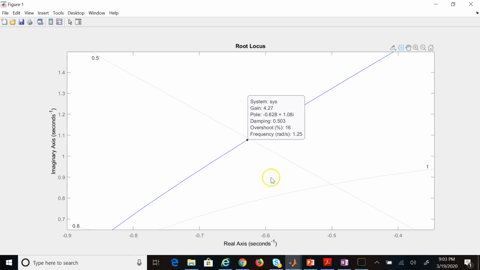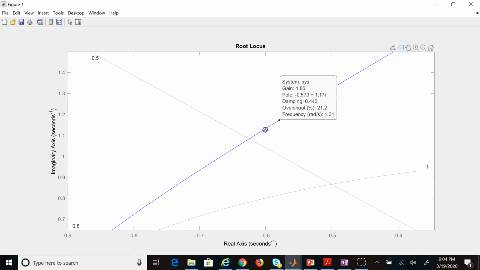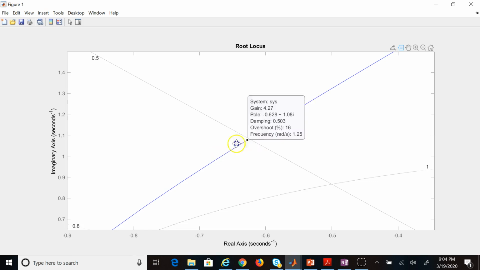And there we go. Clearly you can see that the location is negative 0.628 plus 1.08i. So that's your sigma, that's your omega d. The value gain at that point is 4.27. And the damping ratio for that point is 0.503, which is almost 0.5. And you can always move this point around. Of course, it jumps because you have only so many points on it. But this is the closest that I could get. And you see the gain is around 4.27.